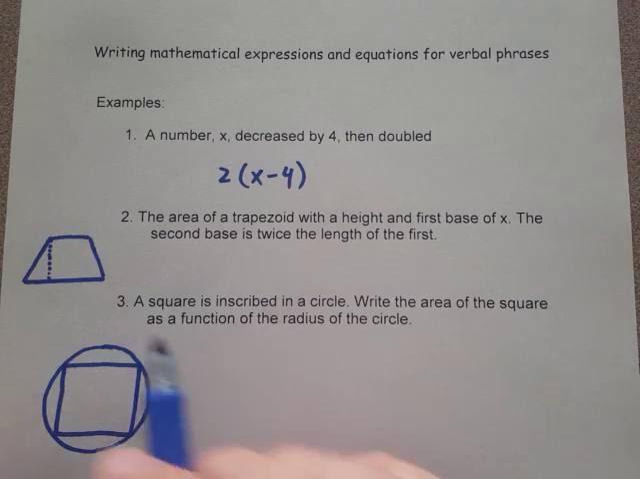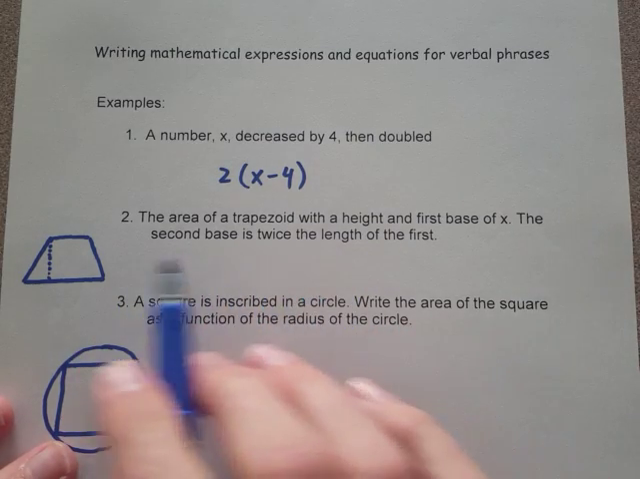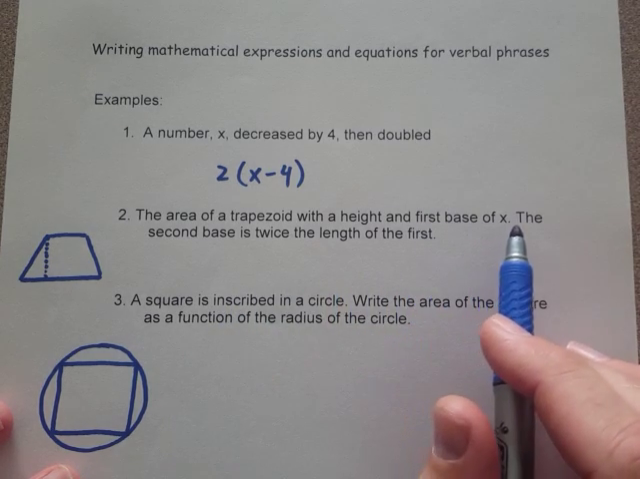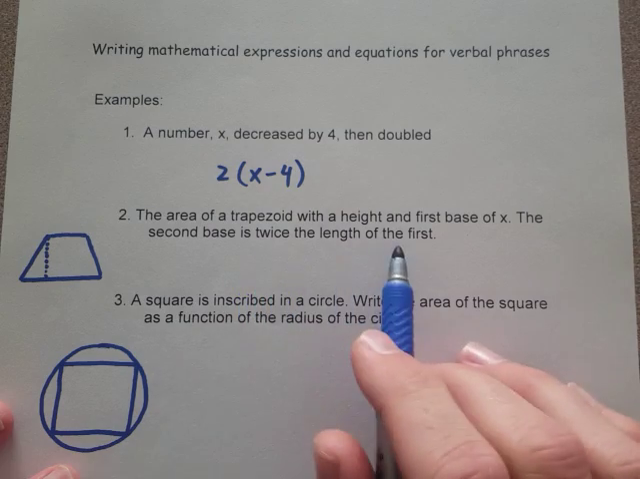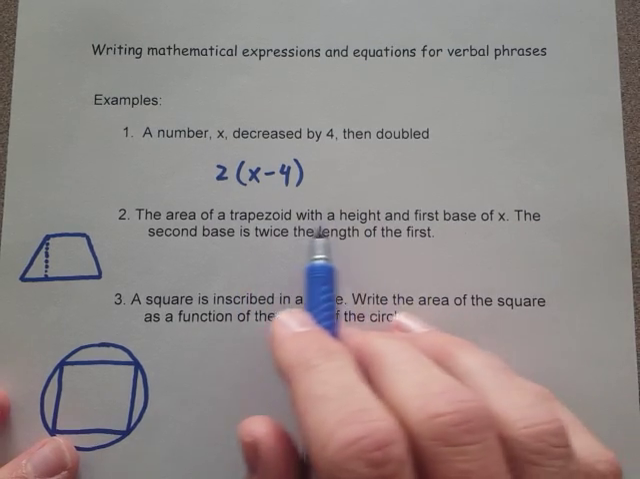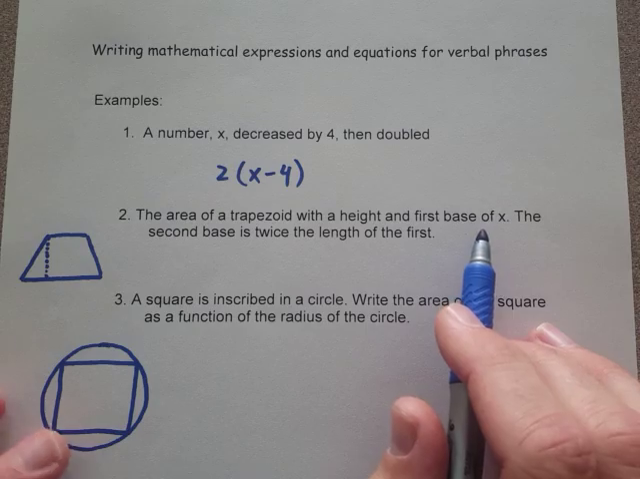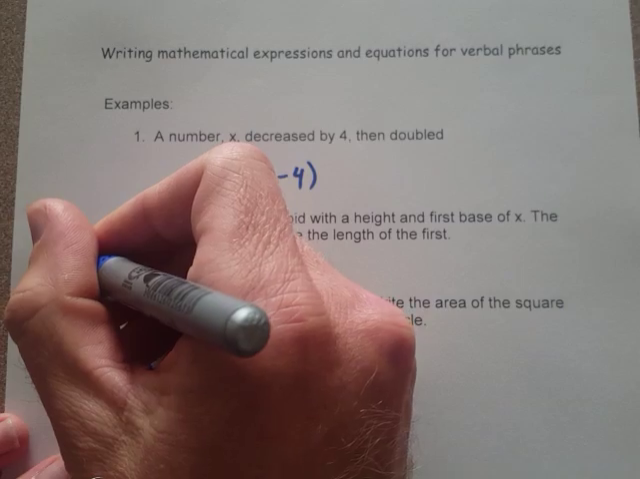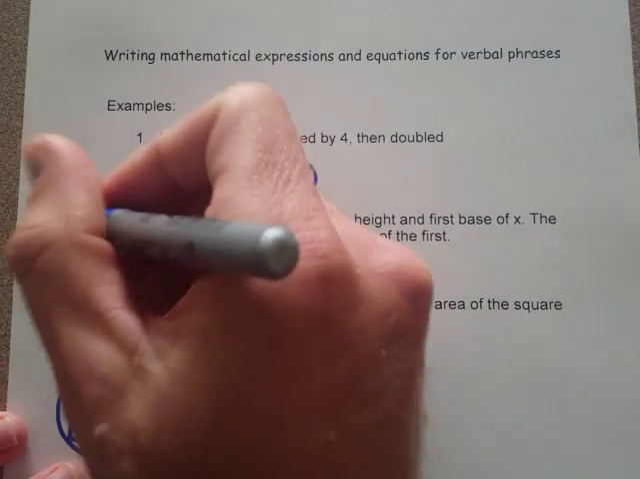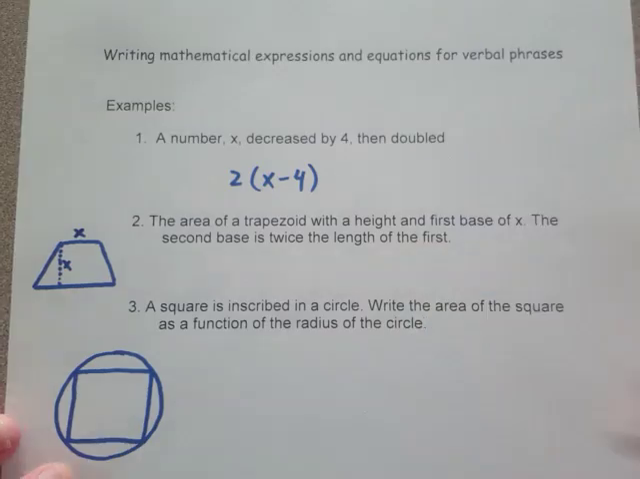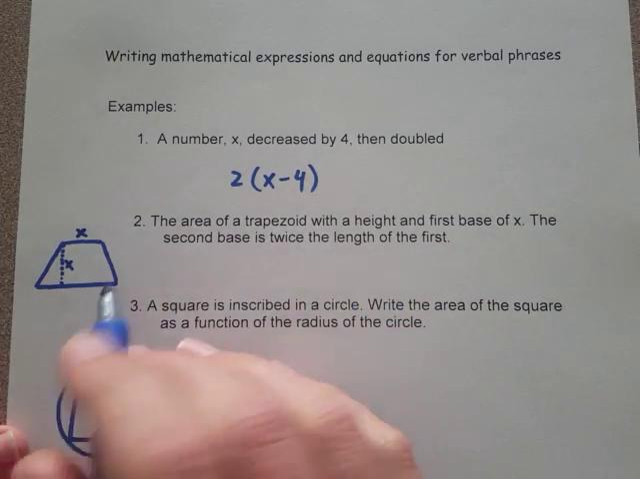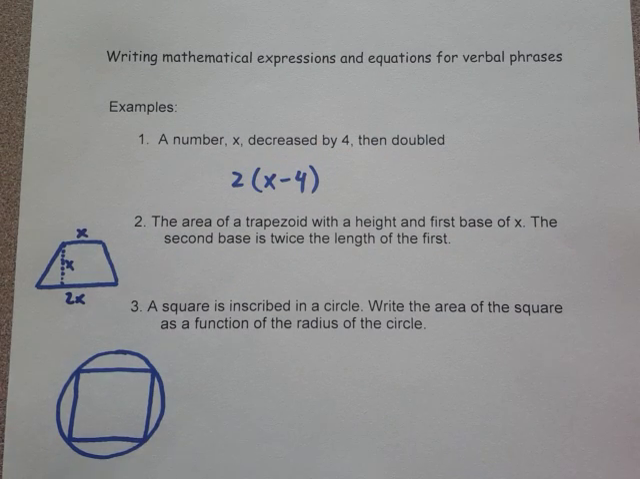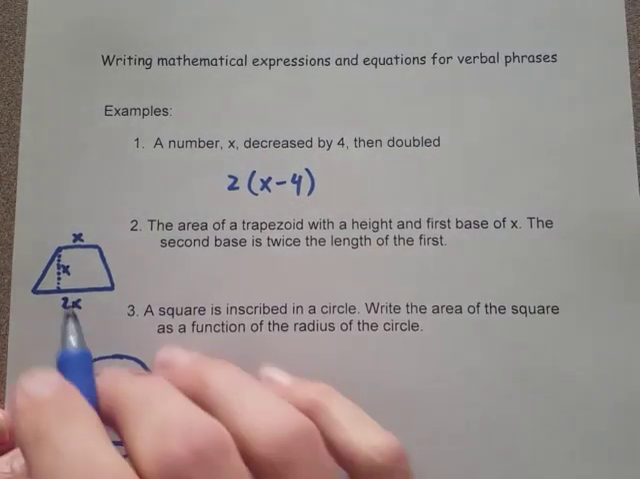The second one is a little different. It's setting up a scenario here with a trapezoid. The area of a trapezoid with a height and first base of x. Second base is twice the length of the first. All right, so starting with the height and first base of x. I have the trapezoid drawn here, and so this is the height. That's going to be x. One of the bases is x. That one looks to be about the same height. And then it says the other base here is double. So that's twice the length of the first. And so I'd label it that way to start with.